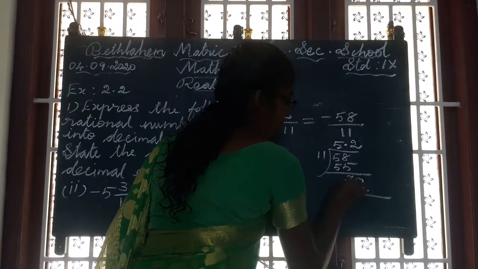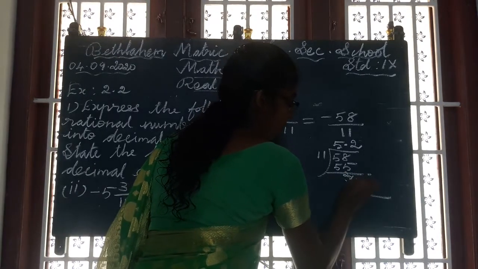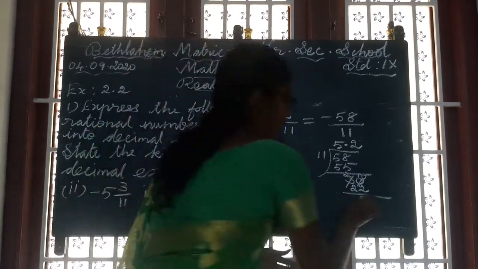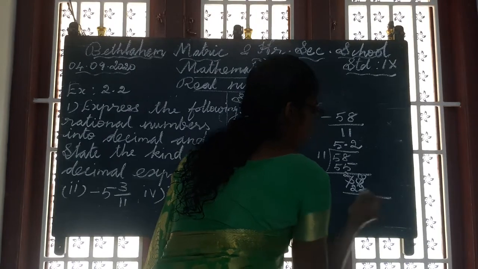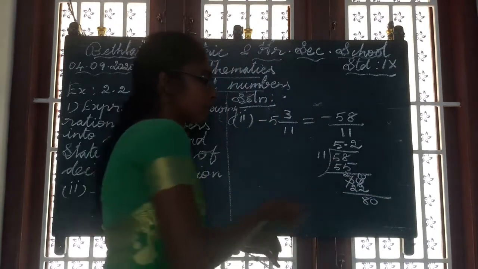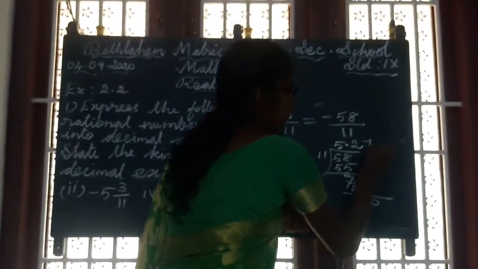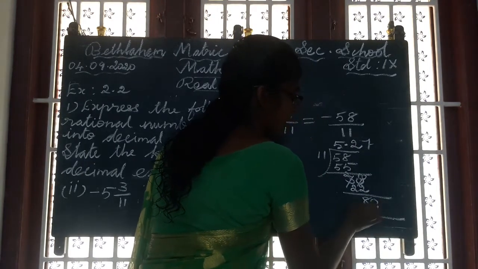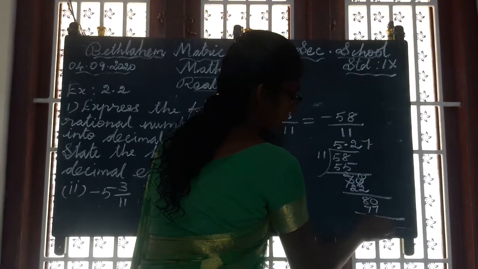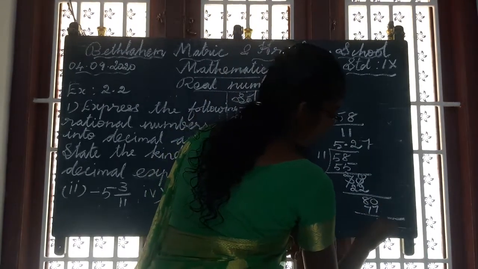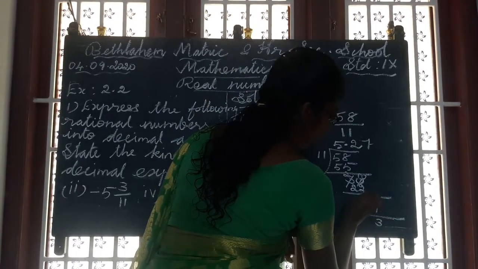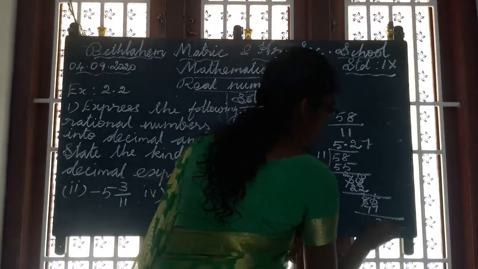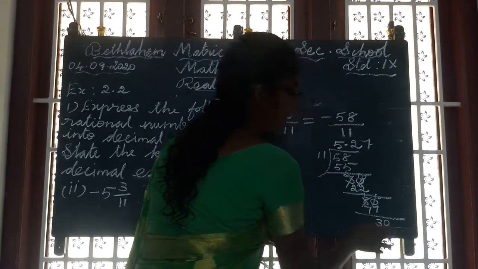Next, cancelling. Here 2 will be got, here 10 will be got. 10 minus 2 is 8. Then 0. Next, how many times? 7 times 77. How much balance is there? 3 balance will be there. Here 7 will be got. Here 10, so 3 balance will be there. So here 30 will be got.